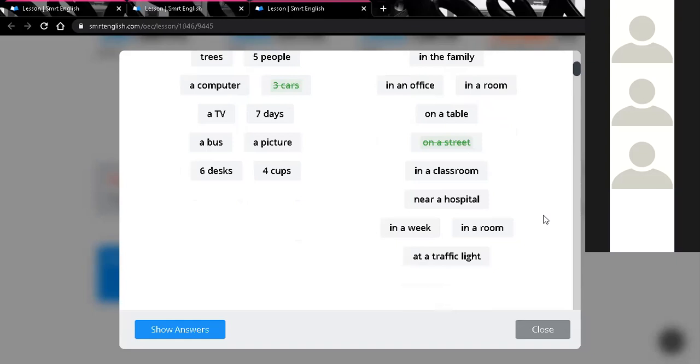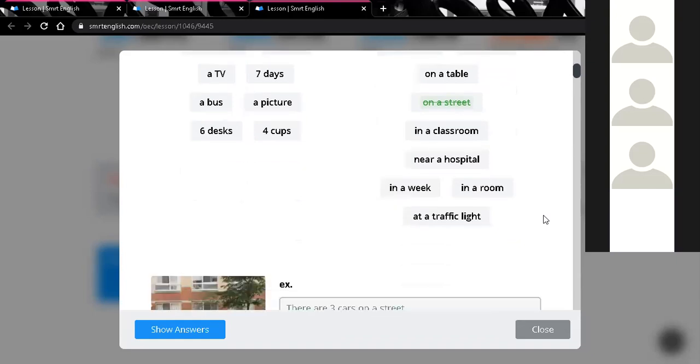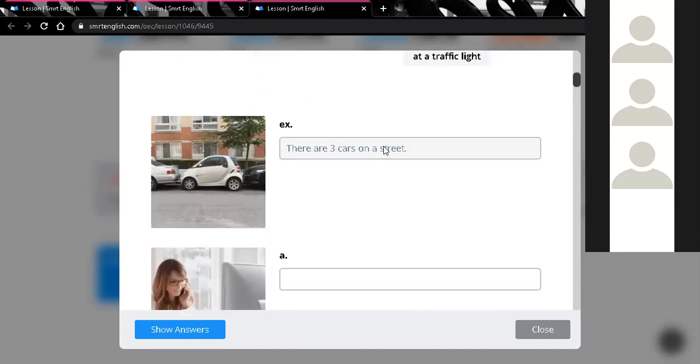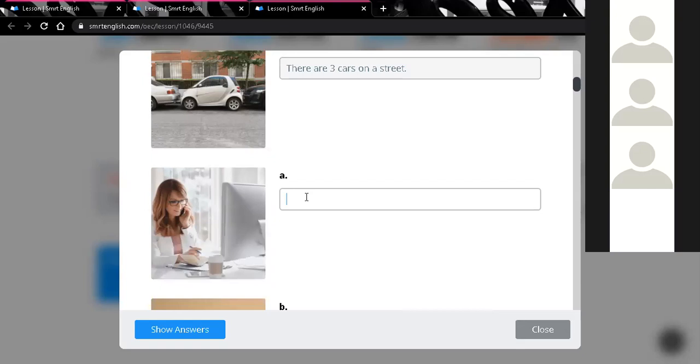So I need you to open the exercise because we're gonna be answering here, but I won't be able to go and see the vocabulary. So that's where I need you to help me, okay? So for example, there are 3 cars on the street. A, what do we have here?